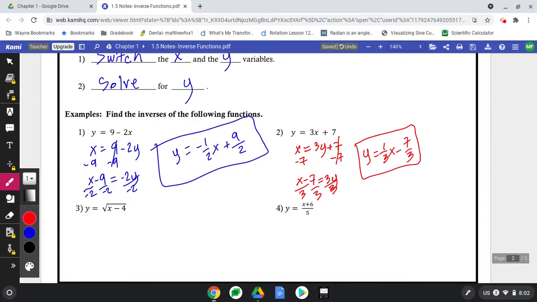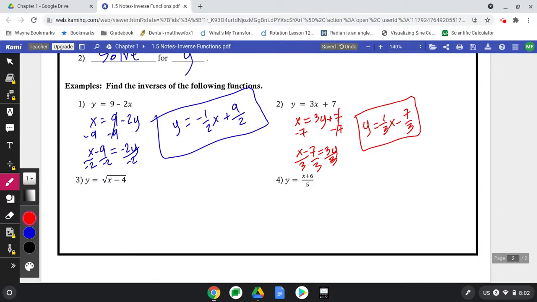Now, we've got two others. These ones maybe get a little bit more complicated just because of how they look. But once again, do the same process. We switch the x and the y. So x equals the square root of y minus 4. Now to solve for y, we've got to get rid of that square root. So we'll square both sides. That'll result in x squared equals y minus 4. And from here, we'd have to add the 4. So y would equal x squared plus 4.